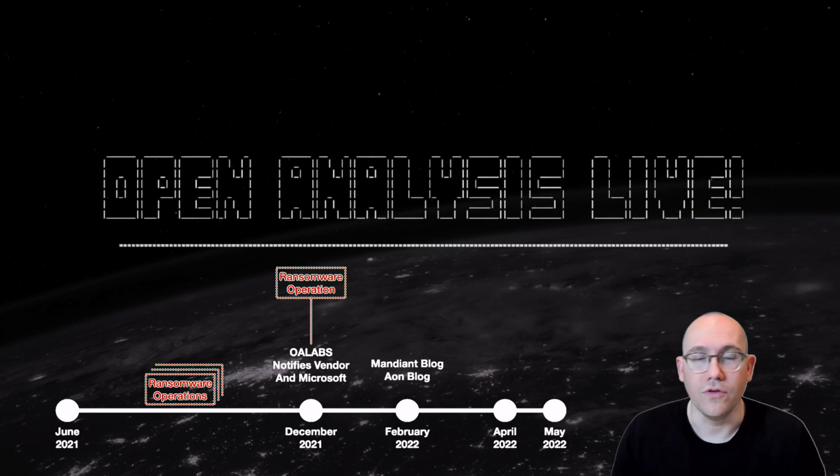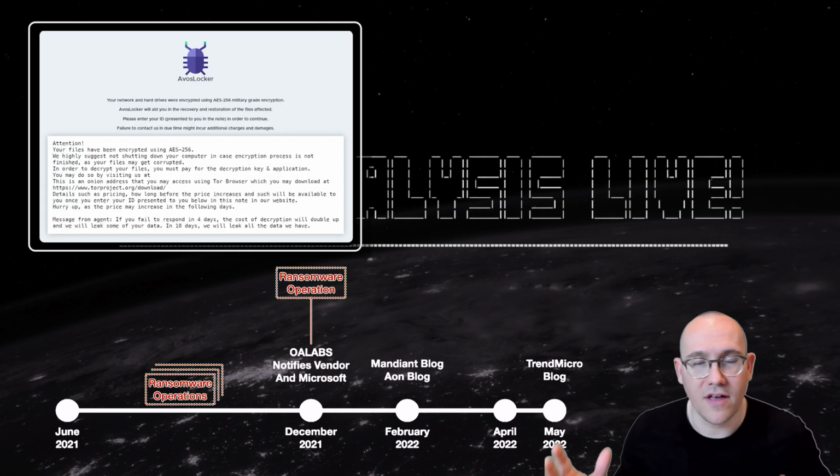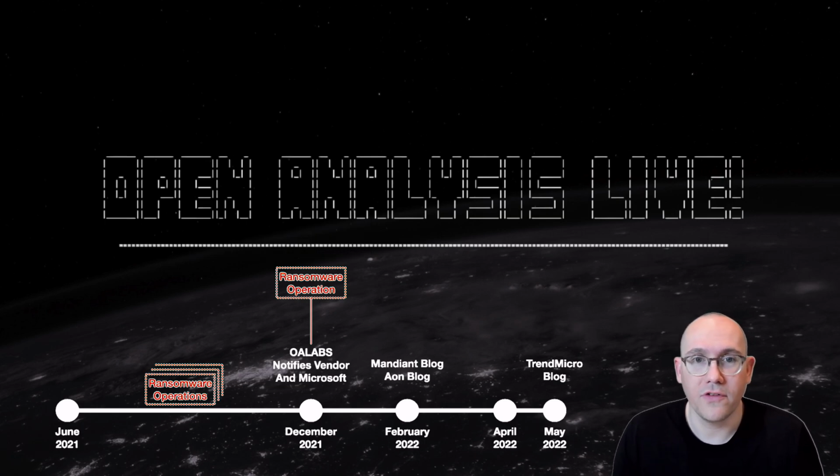Now fast forward to May of 2022, and Trend Micro releases a blog post, which is again just running through the same tool set, the same deployment methods, except this time for ransomware called Avos Locker. So the same exact tool suite is being used, but for Avos Locker. And what's interesting about this blog post is Trend actually reached out to the antivirus company whose driver was being used and got a comment from them.